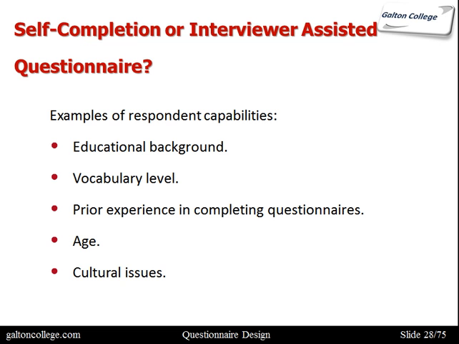There may also be cultural issues. For example, some of the questions or some of the topics associated with the questionnaire may not be acceptable to some parts of the population. So cultural sensitivity is important as well.